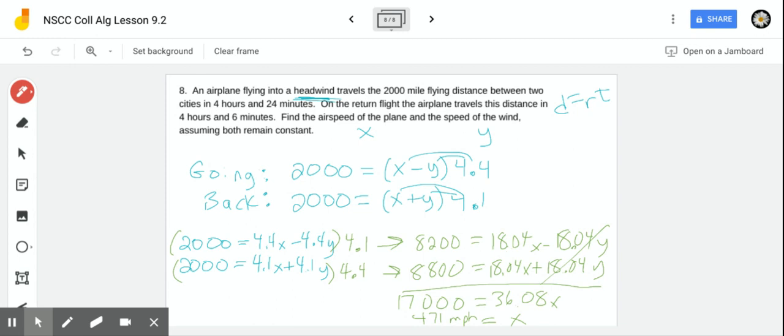And then we're going to plug back in. You're going to need to go back to an original, maybe this one. Doesn't really matter which one. I'm going to go ahead and do this with my calculator because I don't really have room here. But when we plug back in, we find that the speed of the wind is about 16.5.